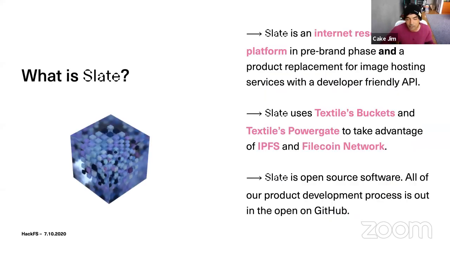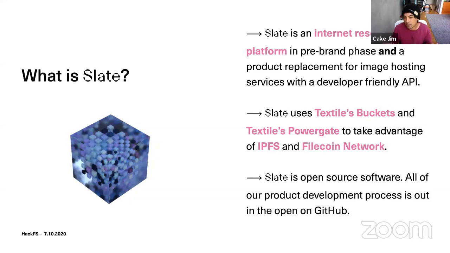I touched on this a little bit earlier, but Slate's an internet research platform. It's in pre-brand phase, so we're playing around. My friend made this graphic this morning for me. Think of it as like an ice cube. We're looking to add a lot of really meaningful features. I think people need image uploads in their products. I think people need a way to organize their ideas and connect ideas. So we use Textile buckets to do this. We use Textile Powergate, IPFS and the Filecoin network. And as services become more reliable, we start experimenting and seeing how it could come together into a finalized product.